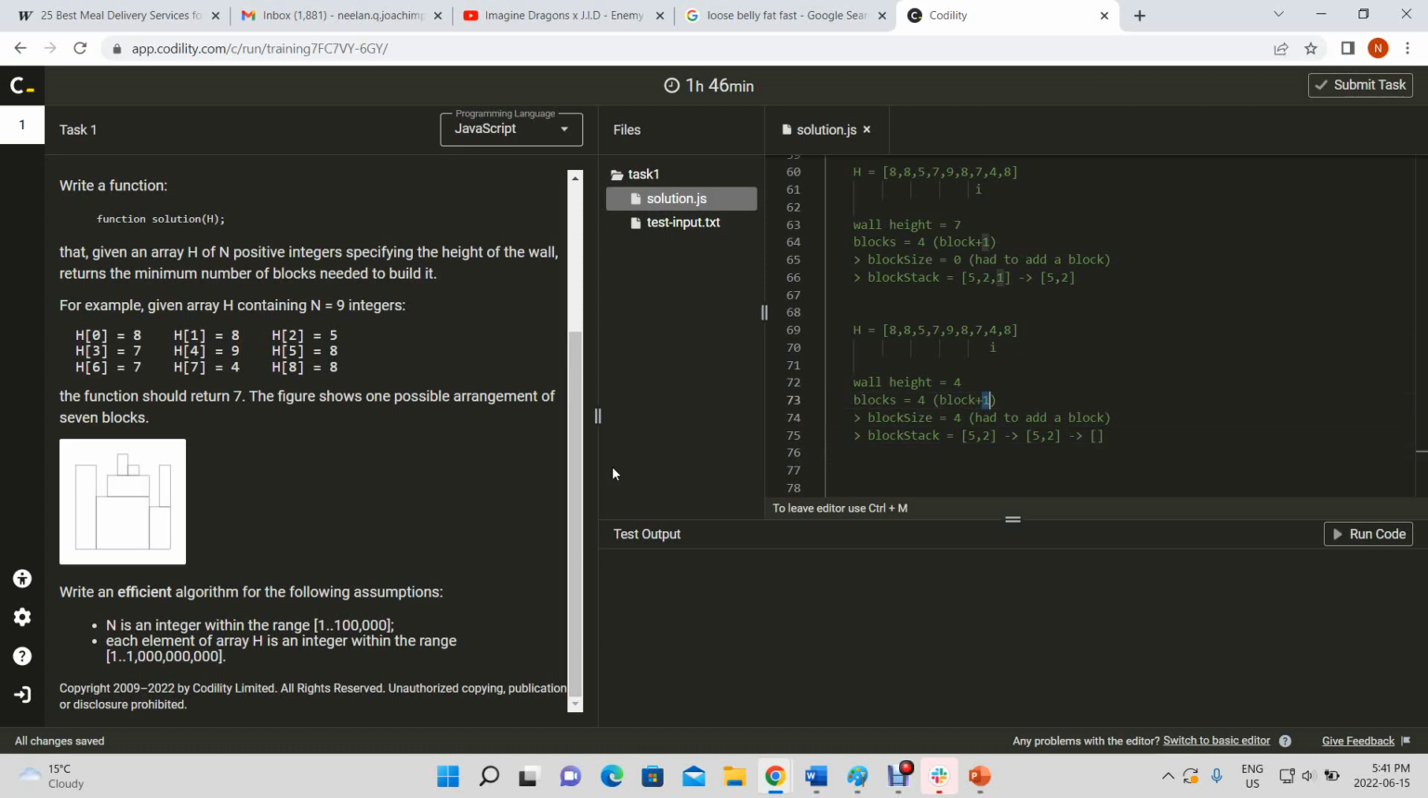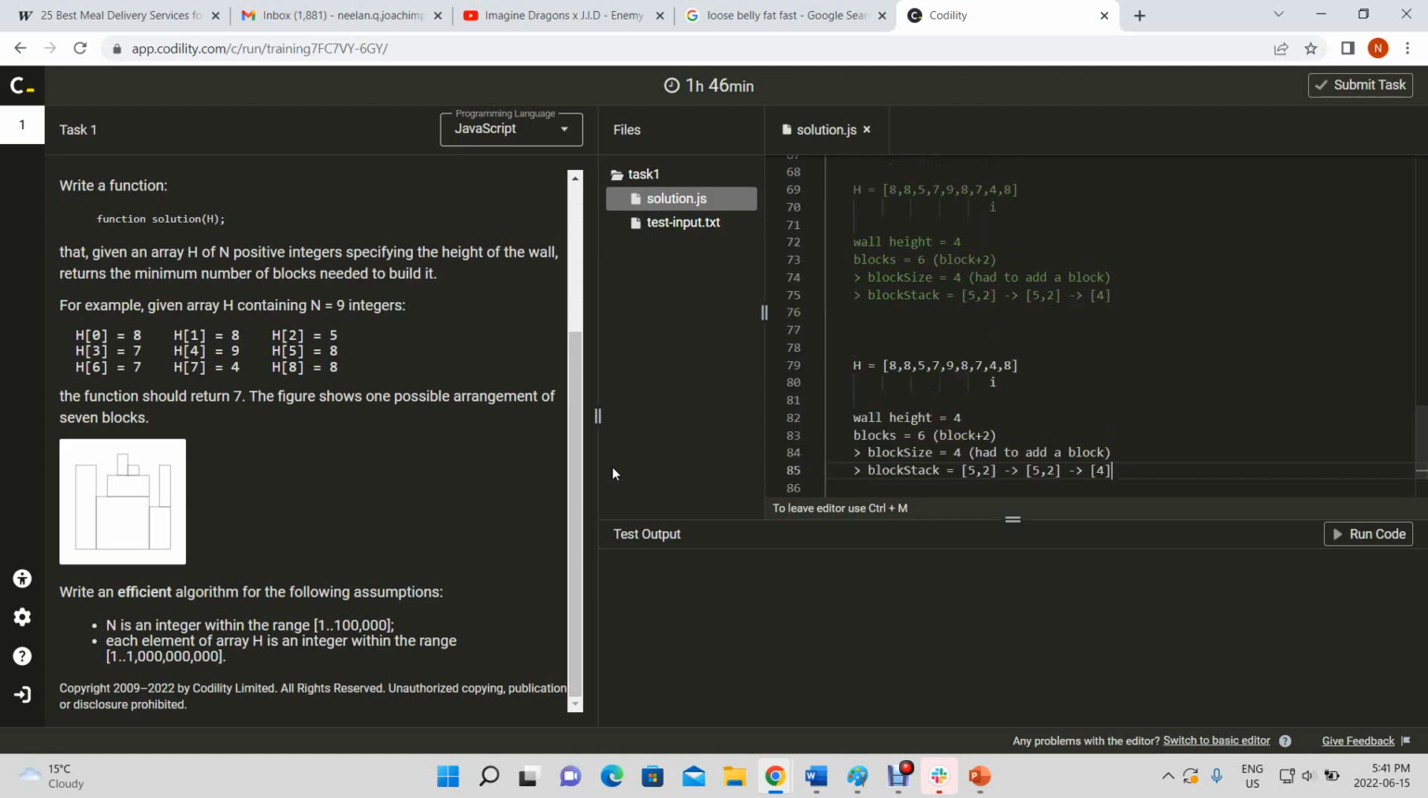So since we got rid of 2 blocks, I think this would be a 6. And we added a 4th block size. And so our block stack would now be a 4, right? And then finally we get to the end where our wall once again increases in size.